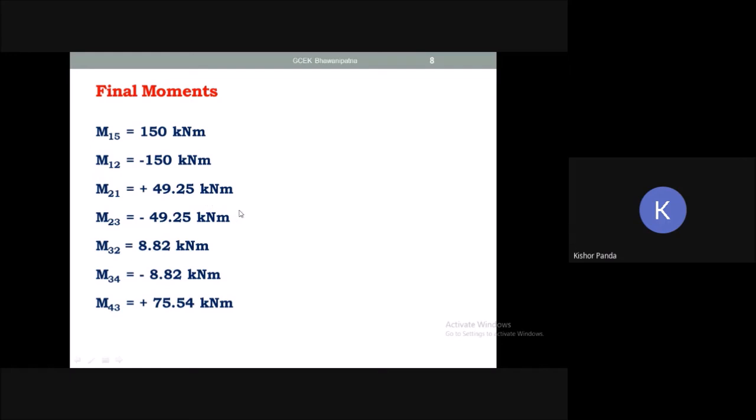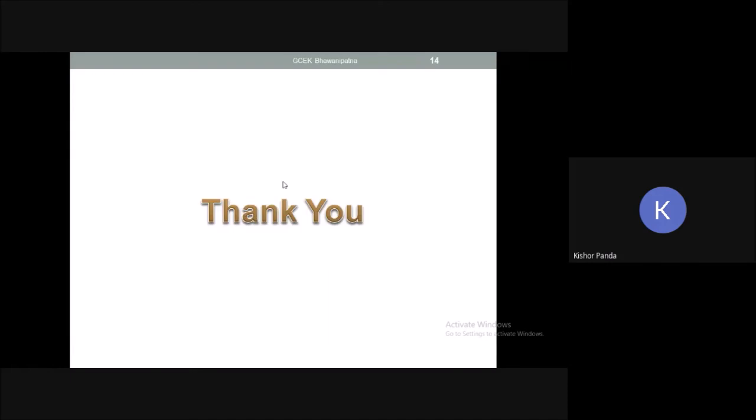Now clear? So this is how to do the analysis of a three-span continuous beam when one end is fixed and the other end is overhanging. Now all are clear? Now I will stop here.